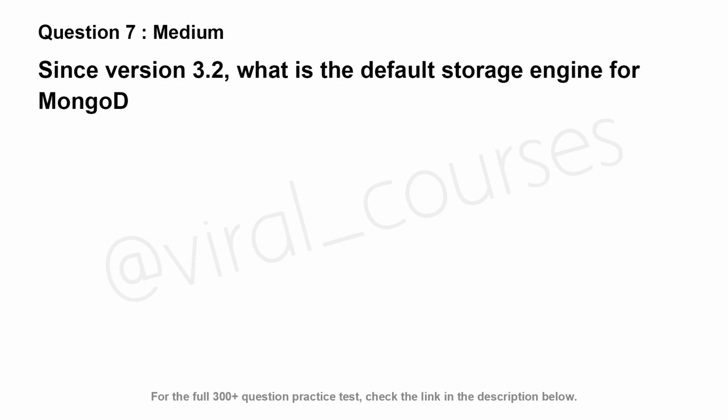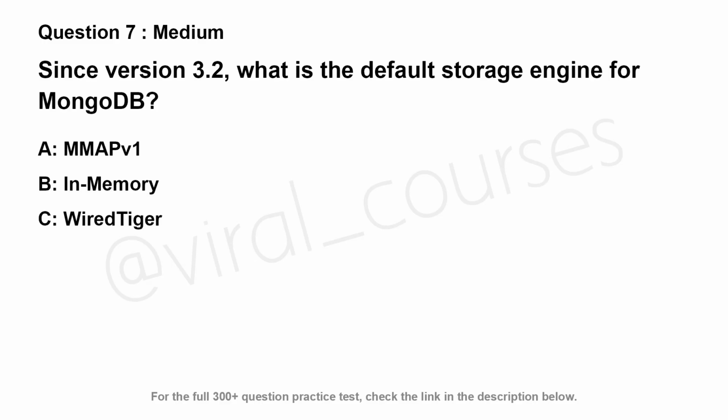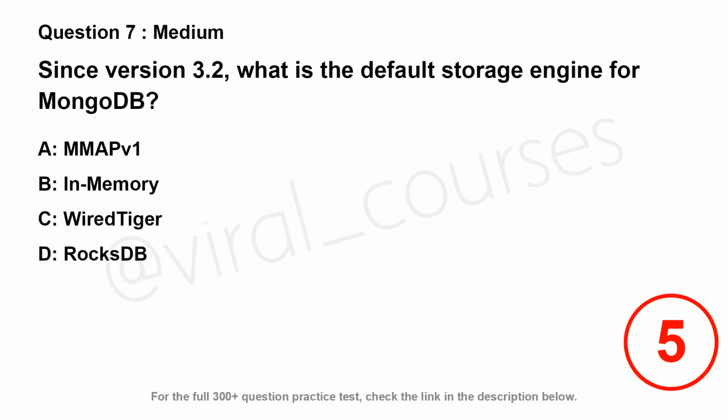Since version 3.2, what is the default storage engine for MongoDB? Option A, MMAPv1. Option B, in-memory. Option C, WiredTiger. Option D, RocksDB.